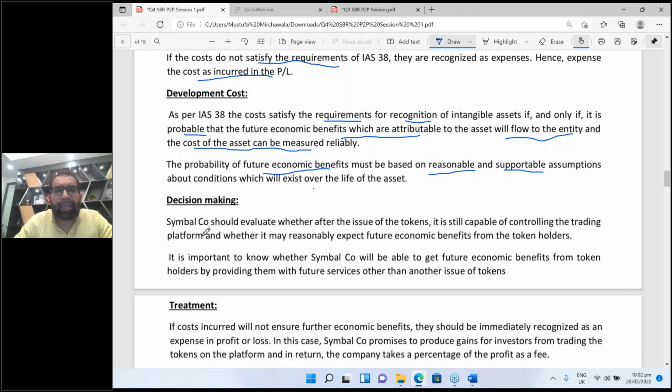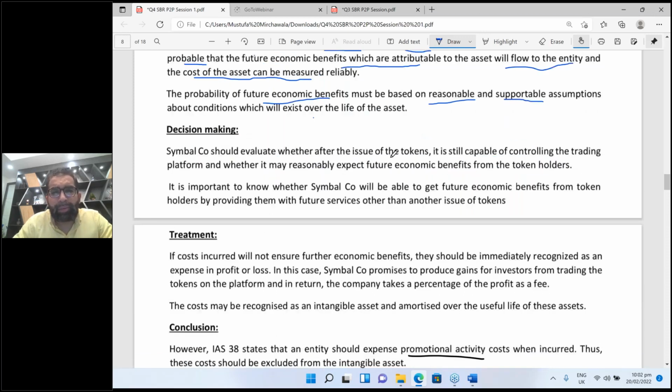Symbol company should evaluate whether after the issue of the tokens it is still capable of controlling the trading platform, and whether it may reasonably expect the future economic benefit from the token holders. If yes, it is important to know whether the symbol company will be able to get future economic benefit from token holders by providing them with future services other than the issue of tokens.